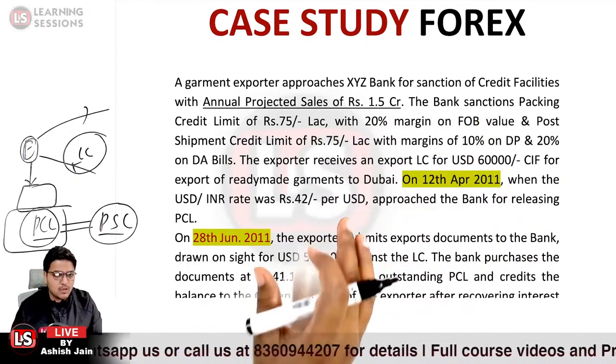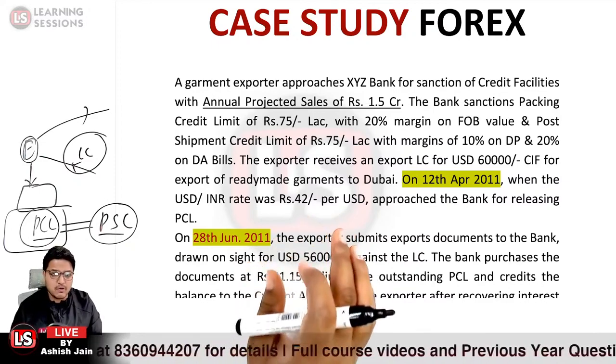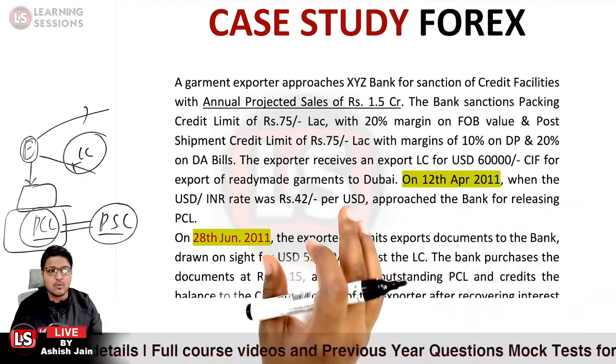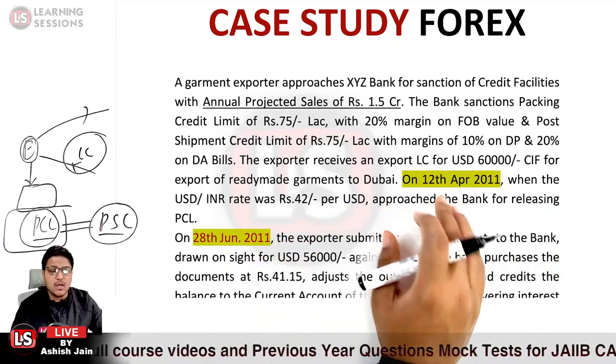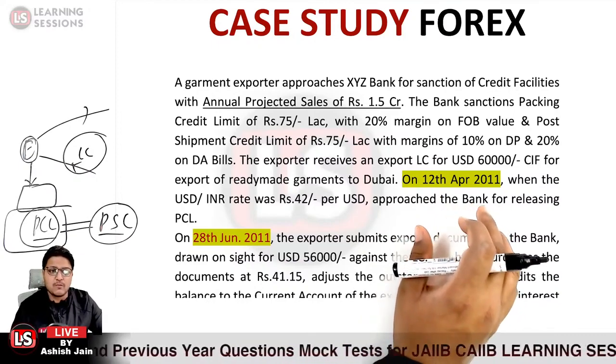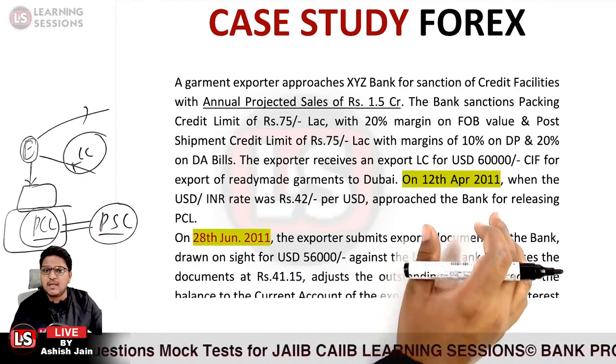So these are the Incoterms. CIF is related to cost, insurance, freight, all are covered there. But in the case of FOB, the cost of insurance and freight are not to be included. So that is the case here. On 12th of April 2011, when the USD INR rate was 42 rupees per USD, he approached the bank for releasing the packing credit limit.